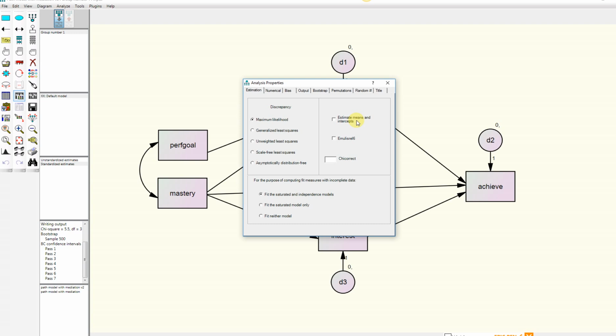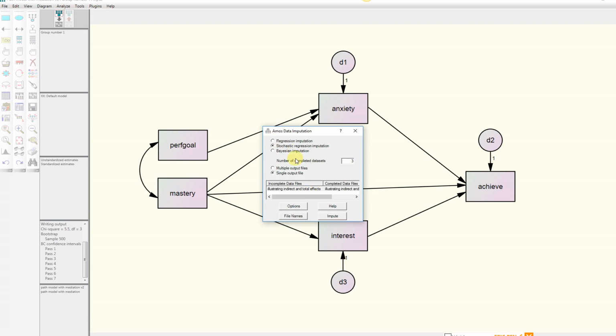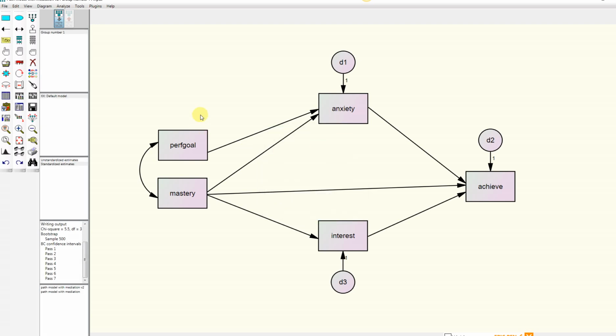Another option is some type of imputation method, such as regression imputation or stochastic regression imputation or Bayesian imputation. These are some of the options that are available in AMOS. I'm not really going to go into that for this particular review, but just to say that there are some options there to create a complete data set that you can then feed into AMOS and then run the analysis and generate the bootstrap results.